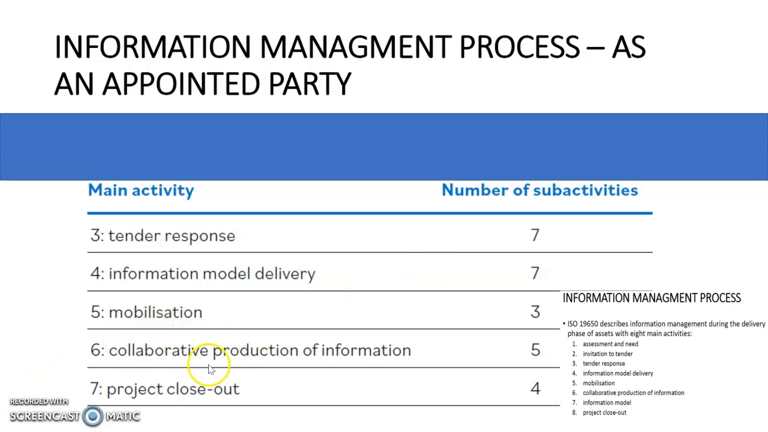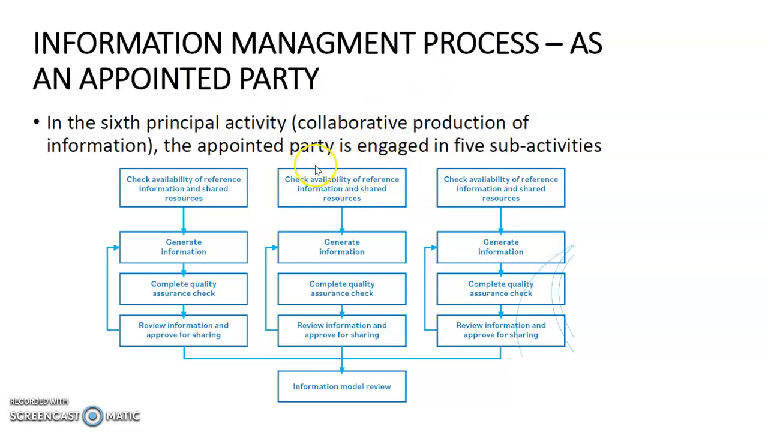Under the collaborative production of information phase of the project, the rollout, the appointed party will have 5 more responsibilities to undertake. They will need to check availability of reference information and shared resources, and they will need to generate information, complete quality assurance check, review information and approve for sharing, and finally review the information model.